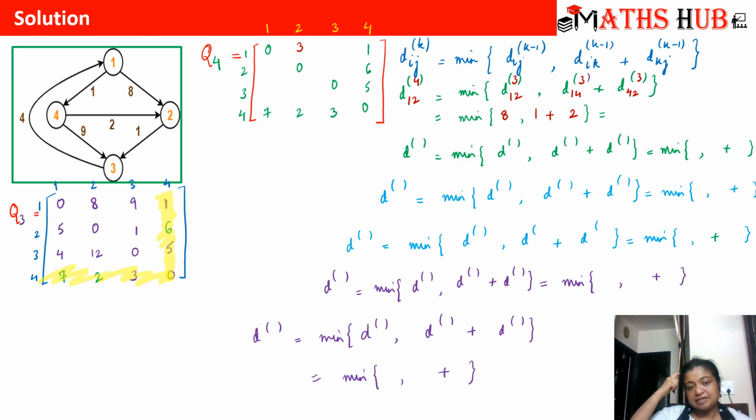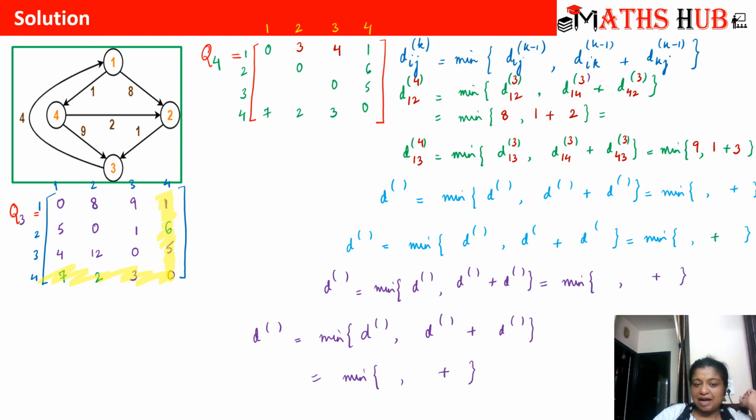Right? Next, we calculate D13. What is D13 in the new weighted matrix 4? It is D13 in the previous one, then D14 in the previous one, D43 in the previous matrix. Now what is D13? D13 is 9. D14 is 1 plus D43. D43 is 3. So 9 and 1 plus 3 is 4. So the minimum is, right?